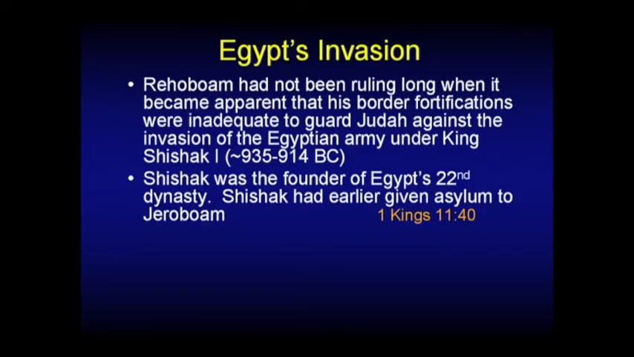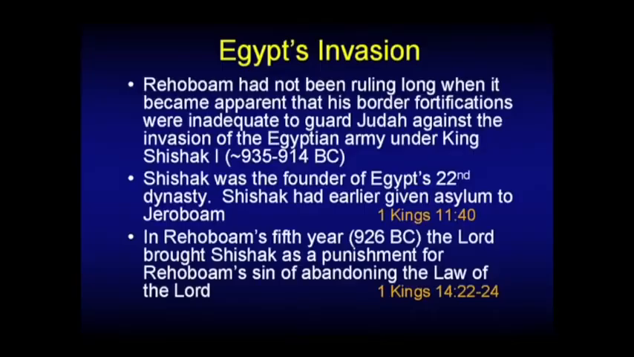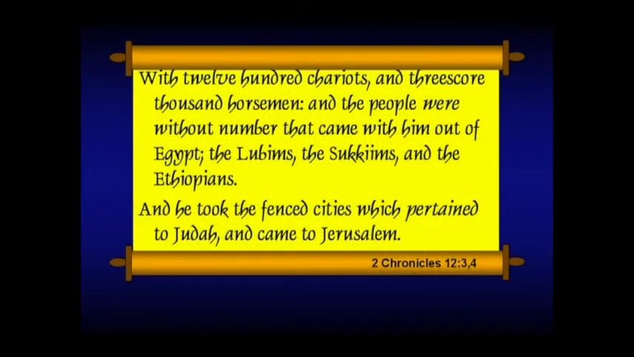But Shishak had earlier given asylum to Jeroboam. So Jeroboam was a buddy of the king. And so the king is attacking the enemy of his buddy, the southern kingdom. See how you can just imagine the politics here. In Rehoboam's 5th year, the Lord brought Shishak as a punishment for Rehoboam's sin of abandoning the law of the Lord. Continuing the text then, with 1,200 chariots and 60,000, that's a formidable bunch in any man's army.